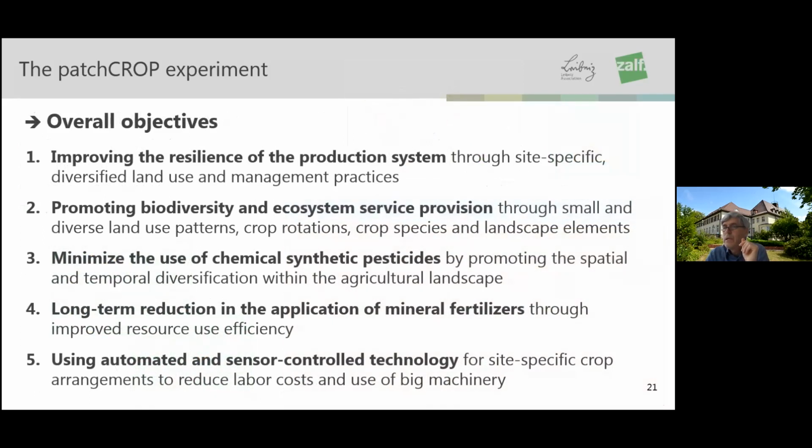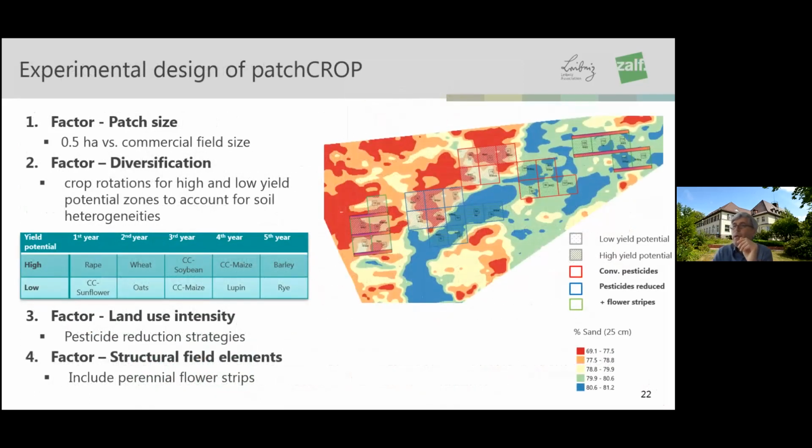We arranged these patches according to the soil conditions for which we had information, but also considering the yields that have been obtained in the past. So there has been a relatively complex analysis of data to identify high yielding and low yielding zones. And that has been the basis to allocate the 2 crop rotations which you see here, and the different crops in the crop rotations were then chosen for being more high yielding or more low yielding, potentially low yielding crops.